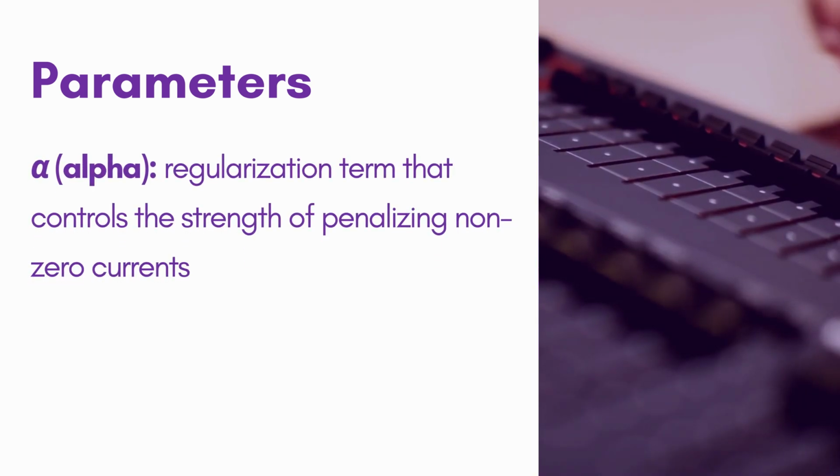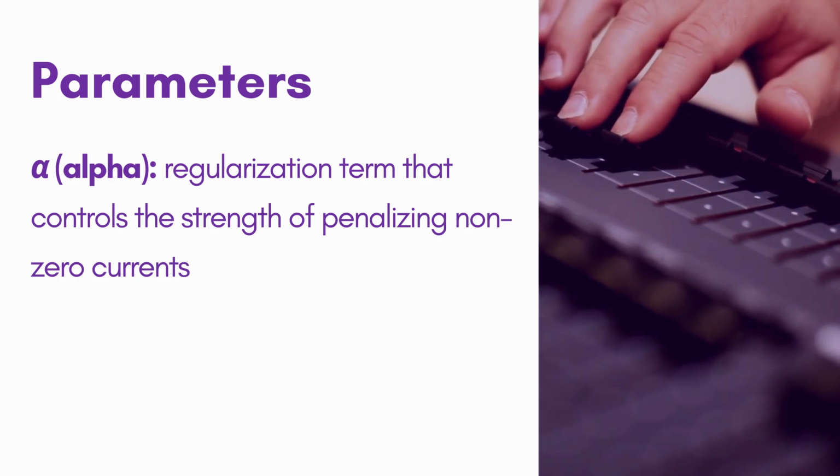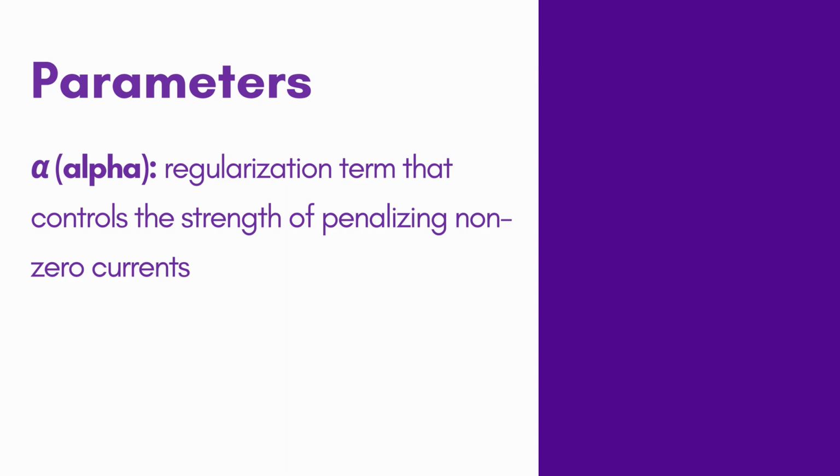Alpha is a parameter that controls the strength of penalizing non-zero currents in the optimization process. It determines the balance between the intensity and focality of the electric field by adjusting the amount of penalty applied to non-zero currents. A higher alpha value encourages a sparser distribution of currents, resulting in a more focal stimulation, while a lower value allows for more widespread currents, leading to a less focal stimulation. By adjusting alpha, the optimization algorithm can find the best intensity and focality trade-off while achieving the desired therapeutic effect.